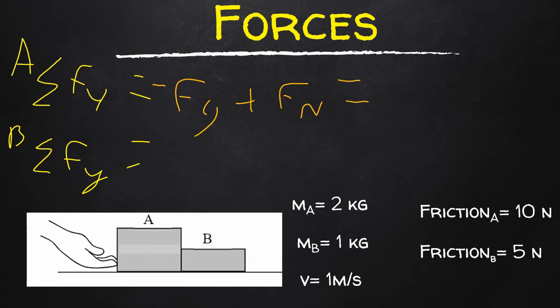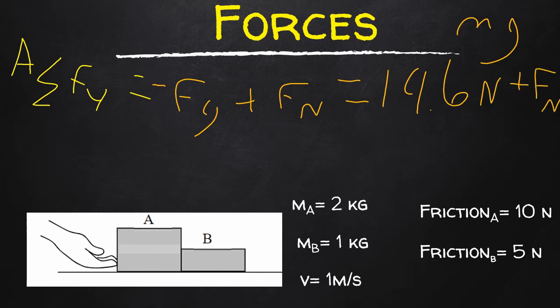The force of gravity, remember, is just mass times gravity. If we're looking at block A, the mass is 2. So 2 times 9.8 gives us 19.6. And that's in newtons. And now we add the normal force, which we don't have.